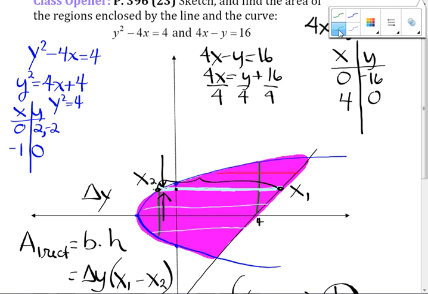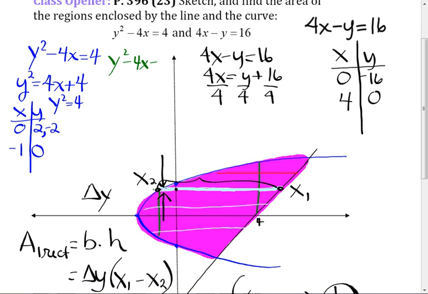It depends on how you want to do it. I don't really care. You want to get solved for x. You've got y squared minus 4x equals 4. So minus 4x equals 4 minus y squared, right? Is that right, Dave? Divided by what? Negative 4.